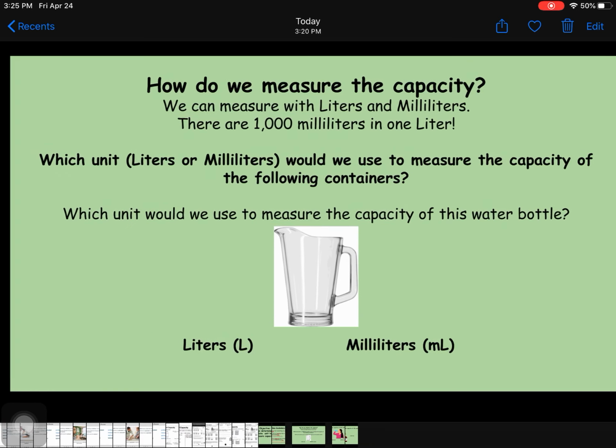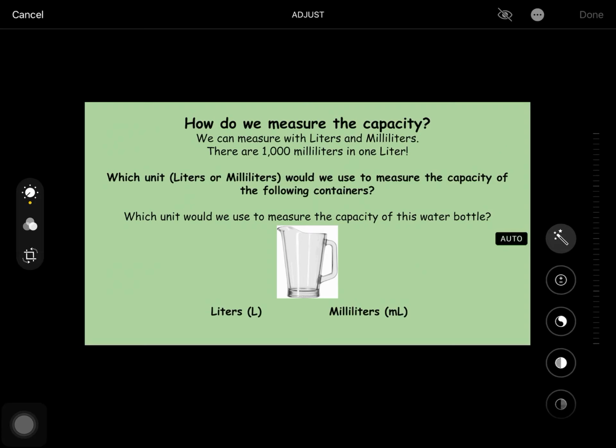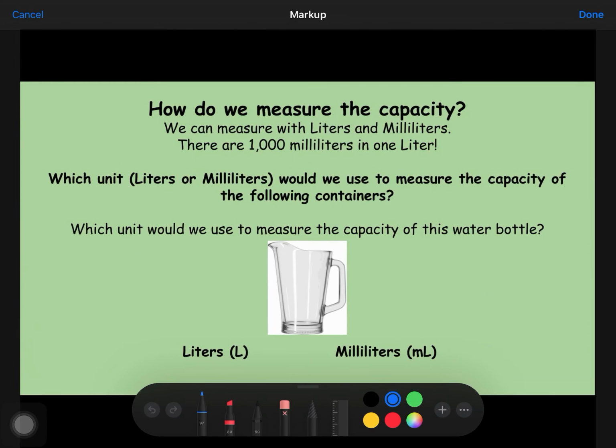Now, I have some examples here for you. How do we measure capacity? We measure capacity with liters and milliliters, and there are 1,000 milliliters in 1 liter. So don't forget that, okay? This is important. 1,000 milliliters in 1 liter. Which unit, liters or milliliters, would we use to measure the capacity of the following containers? Remember, how much will this hold? Which unit would we use to measure the capacity of this?